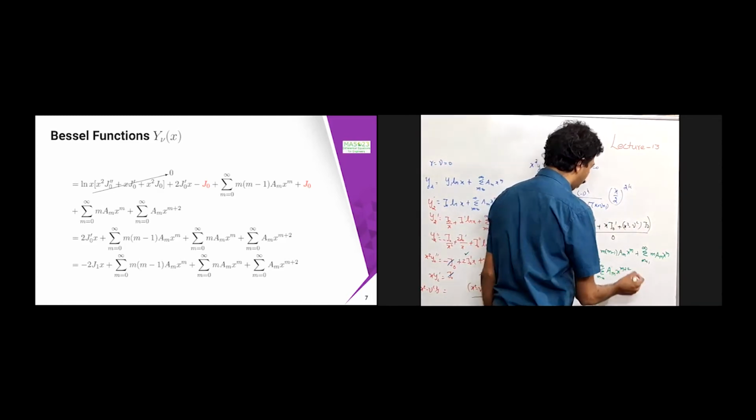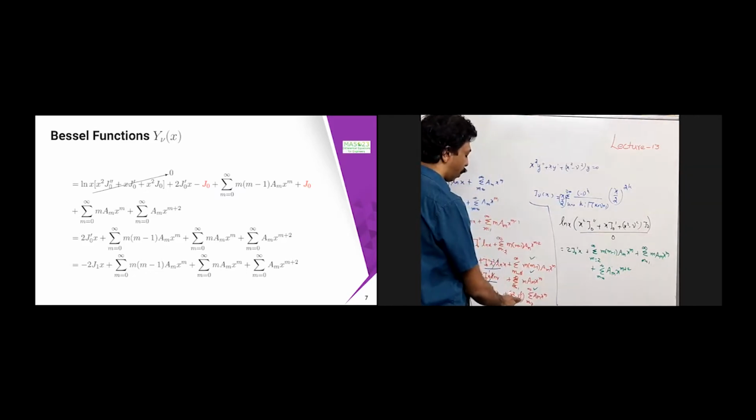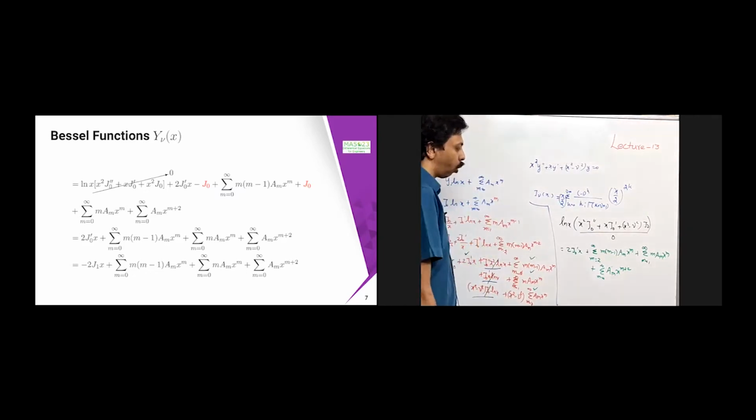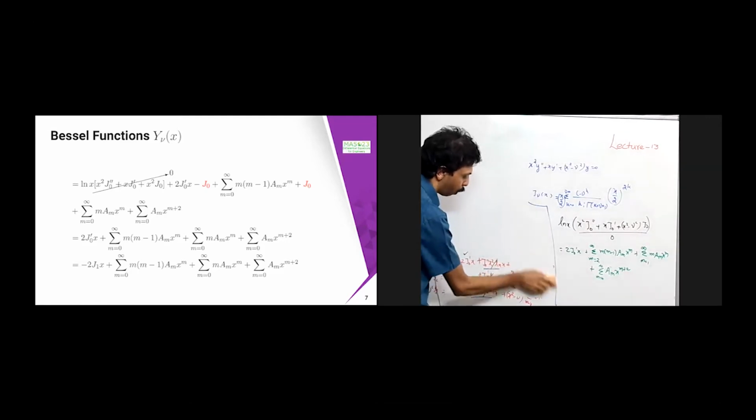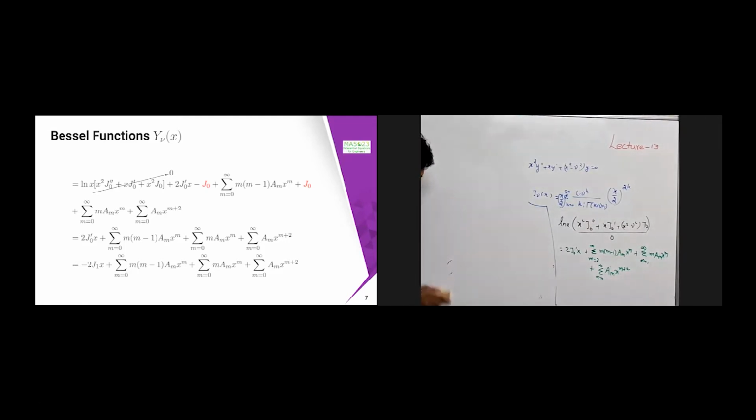Okay, because nu is 0 here, so I'm going to remove that. Only x square is going to come, that I'm going to put inside. Therefore it is going to become am into x power m plus 2. Okay, write it over here due to space constraints.